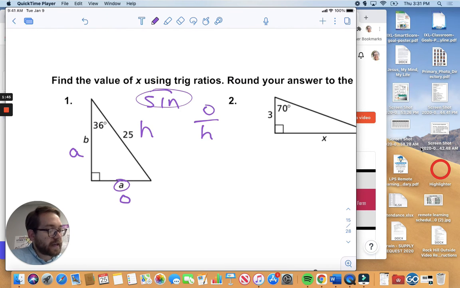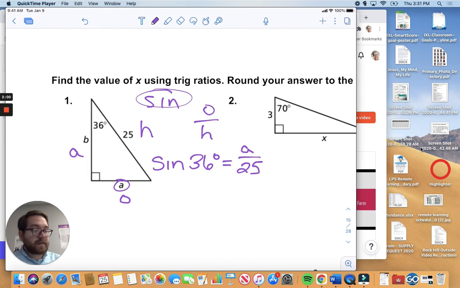And so this is how I'm going to set up. Remember, we do sine of the angle, in this case 36 degrees, is equal to the opposite side, which in this case we don't know, so we call it A, over the hypotenuse side, 25. And so this is how I would set up that trig ratio. I'm using sine because I'm looking for the opposite and I know the hypotenuse. And now I'm going to solve this equation for the unknown A.